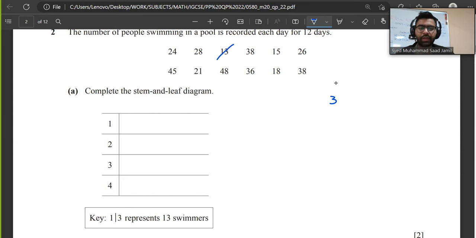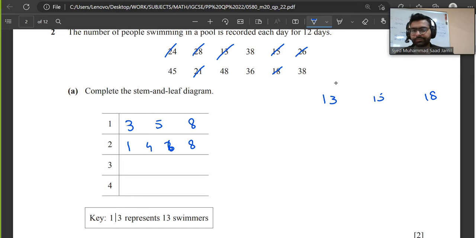13. After 13 you have 15. After 15 you have 18. Alright. So we will write 3, 5, 8. Then if you look at it, you have 21. So you will just write 1. Then you have 24. So you will just write 4. Then you have 26. You will just write 6. And then you have 28. So you will just write 8.